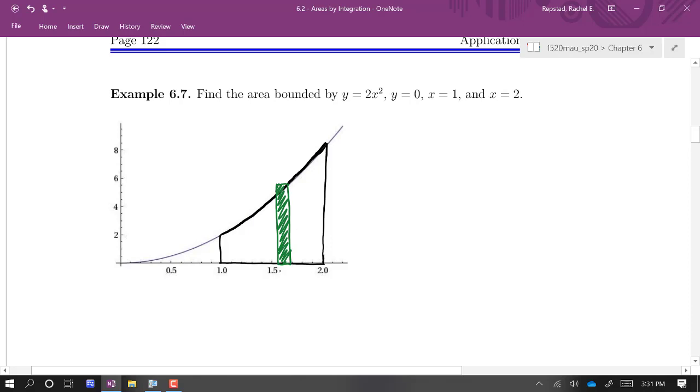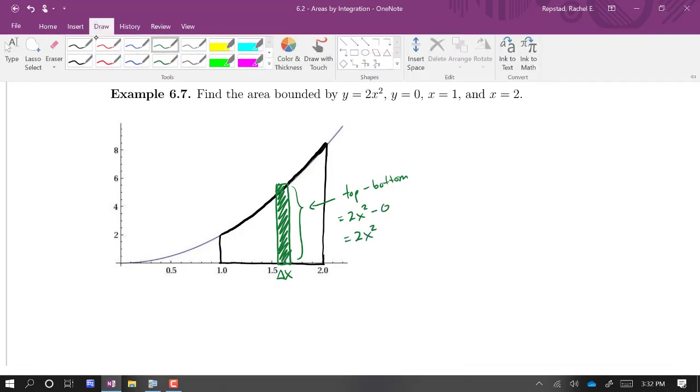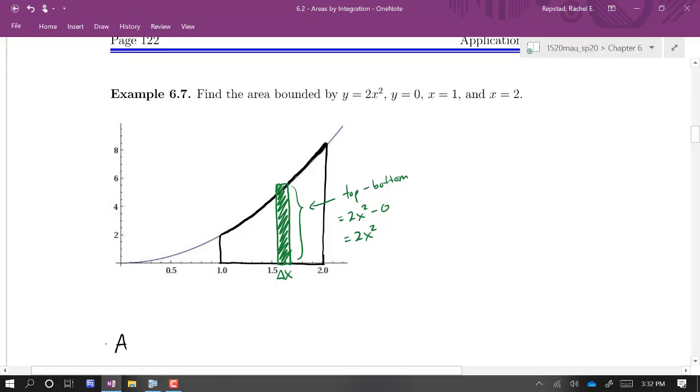This vertical rectangle has a width of delta x, and this length, which we always get for a vertical length by taking top minus bottom, is 2x squared minus 0, or 2x squared. So the area of the sample rectangle, delta A, is 2x squared times delta x. That's length times width. And that means that the area itself is the integral of 2x squared dx.